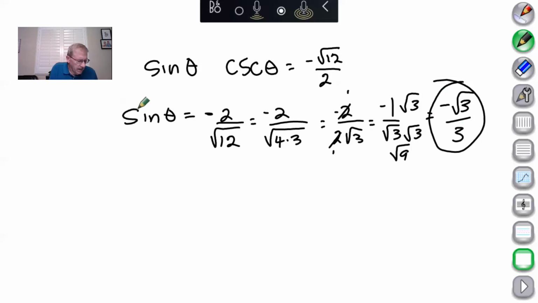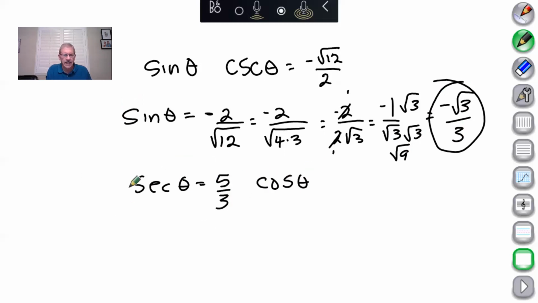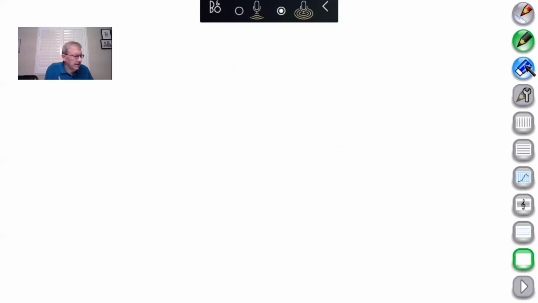So another one, here's the first one they gave us: secant theta equals 5/3. We don't have to be real fancy. You don't have to put 1 over that or anything. You just know that the secant and the cosine are reciprocal buddies, and this is 3/5. And that's it. It's just the reciprocal. All right. Anything else that's exciting here?